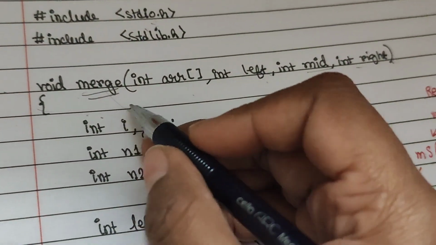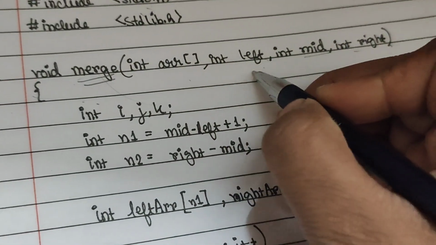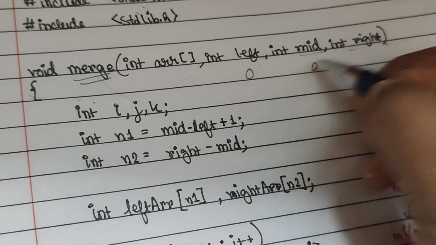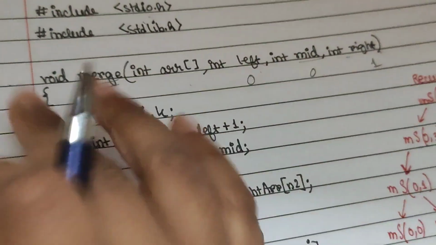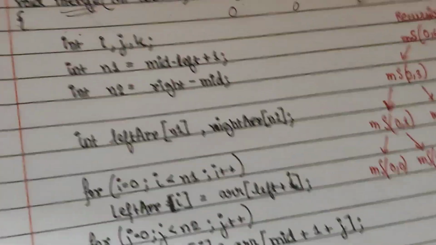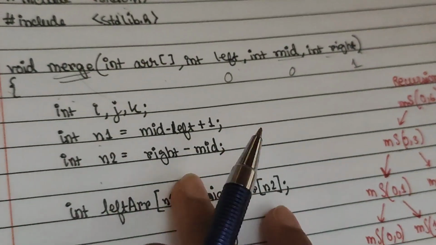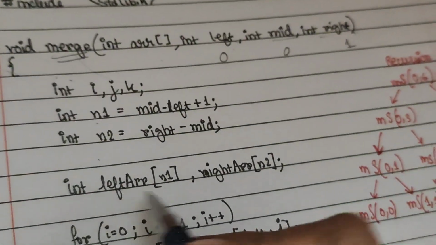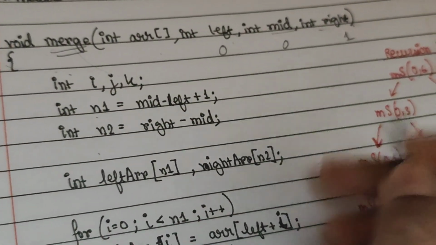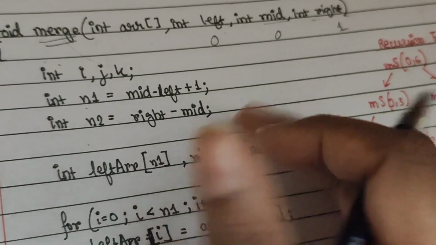So we have passed the parameters, the array parameter, and then the left index is 0, the middle index is 0, and the right index is 1. i, j, k are the iteration variables. We have just initialized them, and then we have taken n1 and n2. These are the sizes of the temporary arrays. These two are temporary arrays that we will be using to store the variables.